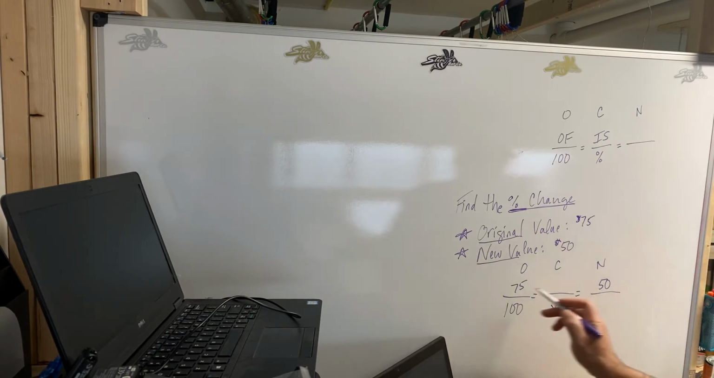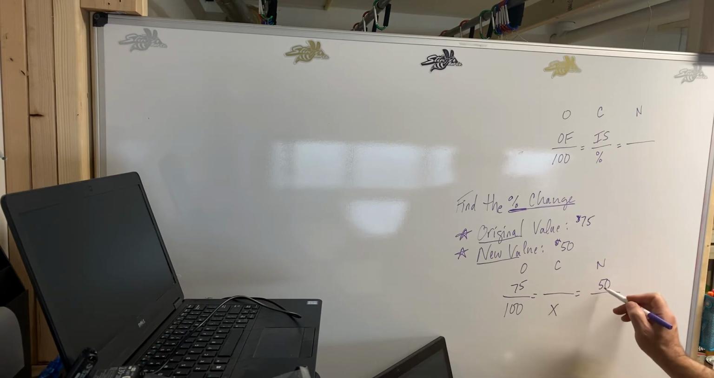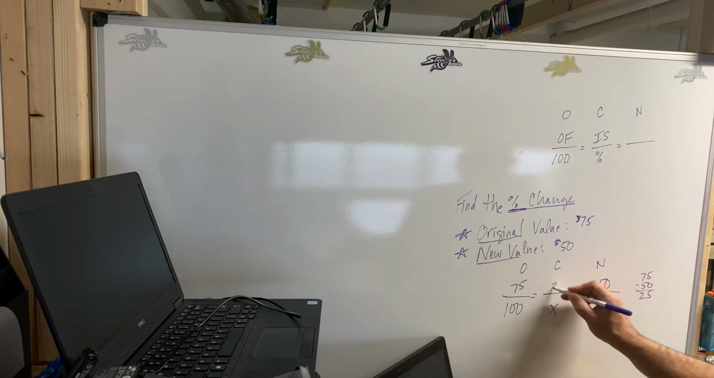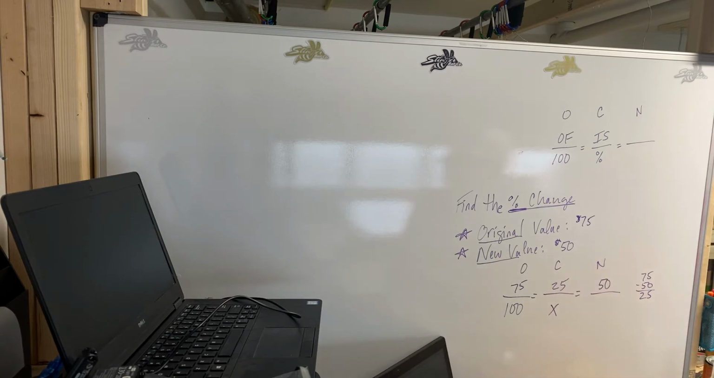So I need to know how to get this answer though. If I went from 75 and now I'm selling a product for 50, well, how did I get there? I subtract. And when I subtract that, I get 5 and I get 2. So 25 goes right in the middle here. Do I have a proportion to solve now? Yes, I do. Remember, the OCN is getting me to the proportion that I need to solve.